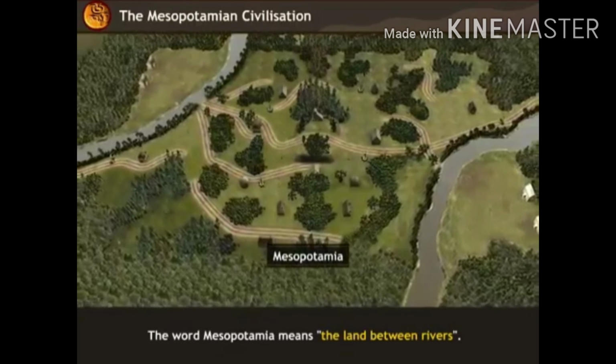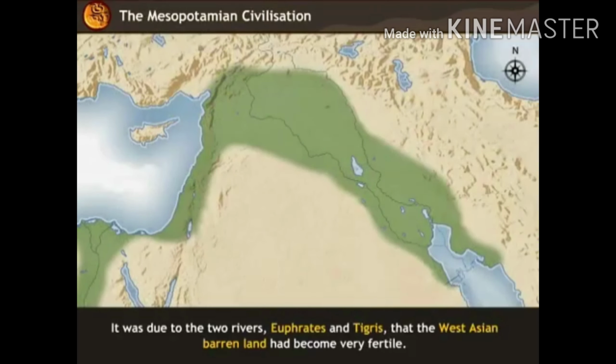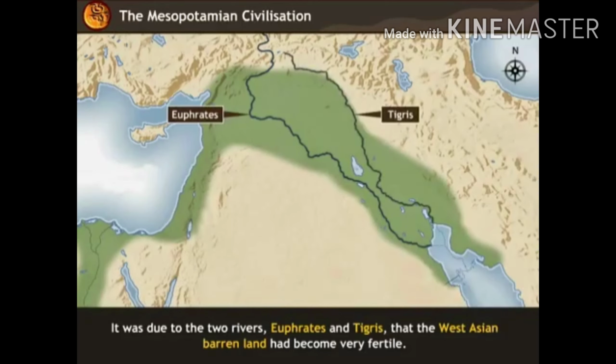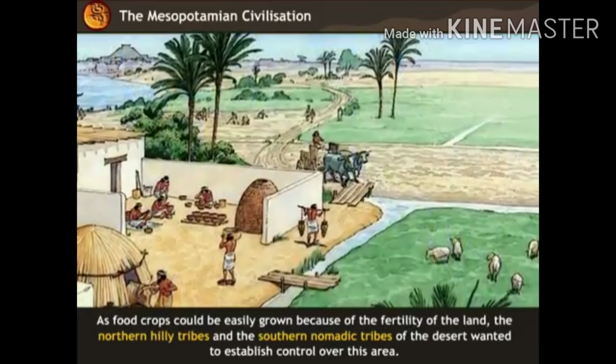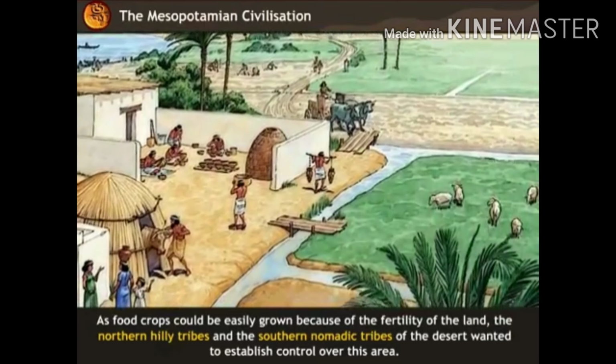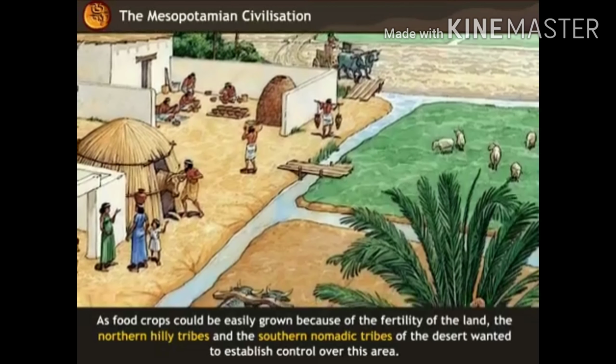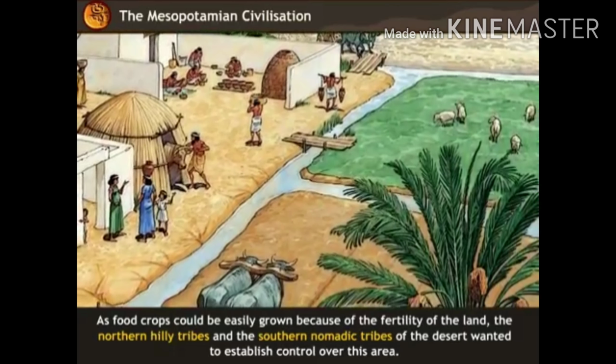The word Mesopotamia means the land between rivers. The two rivers, Euphrates and the Tigris, have made this West Asian barren land very fertile. It was the fertility of this area that attracted the people to it. Since food crops could be grown with little effort, the northern hilly tribes and the southern nomadic tribes of the desert tried to establish control over this area.